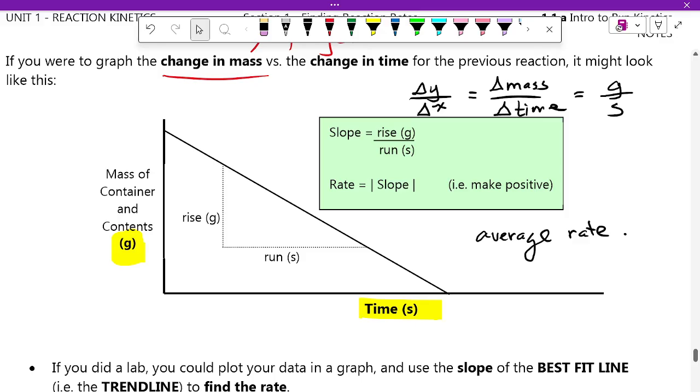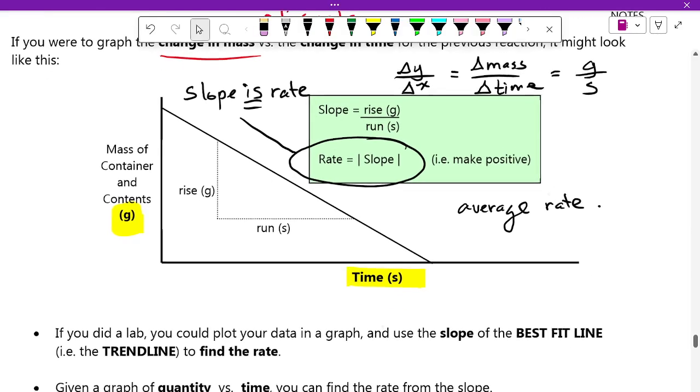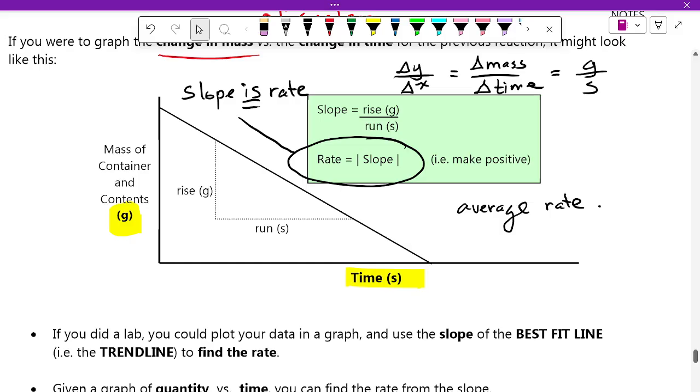So if you did a lab, you could plot your data in the graph, use the slope of the best fit line to find the rate. So the slope is the rate. So anytime you have a graph of a quantity versus time, you can find the rate from the slope.